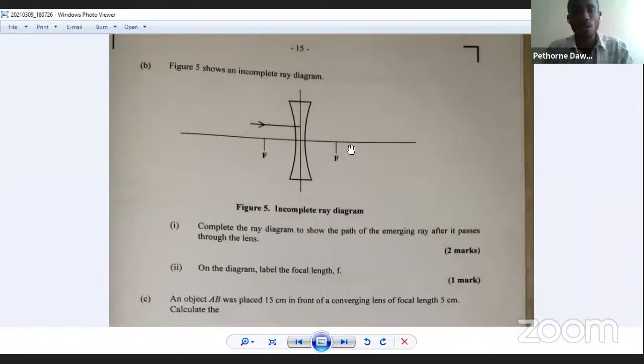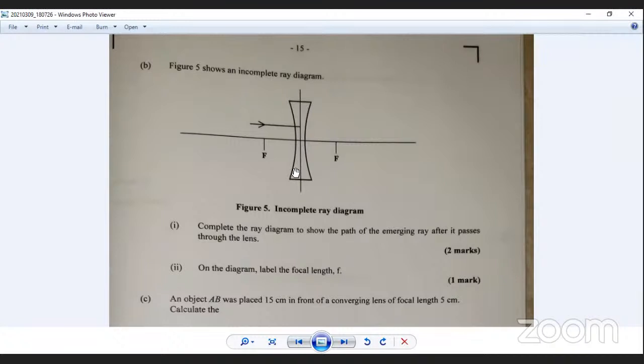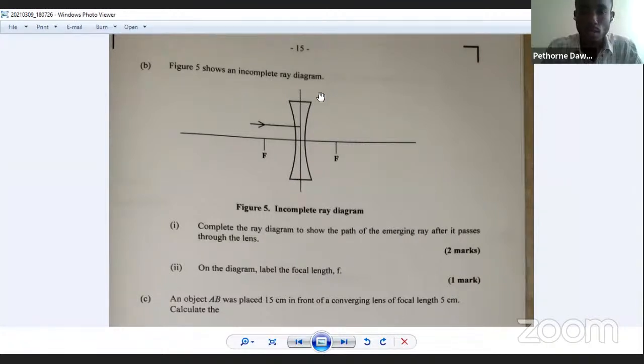Figure 5 shows an incomplete ray diagram. What kind of lens is shown here? I need you to tell me if you know the lenses. What kind of lens is shown here? Concave. Good, concave. So we have a concave lens and a ray heading parallel to the principal axis. The principal axis is this horizontal line where the F and F are on.